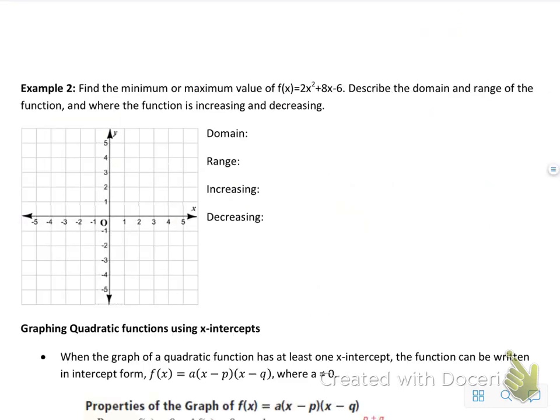Now, if you're graphing something at home and you do not have a graphing calculator, I want to remind you that there is a website available to you. It is called Desmos.com. My stylus is not writing. So make sure you go there if you don't have a graphing calculator at home. There's no reason for you not to be able to graph at home.